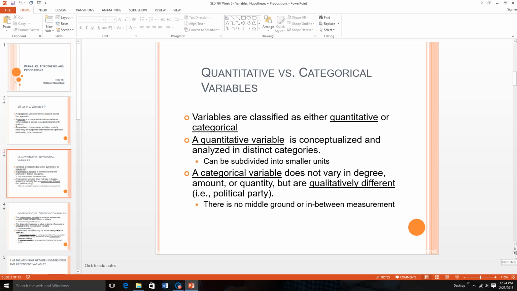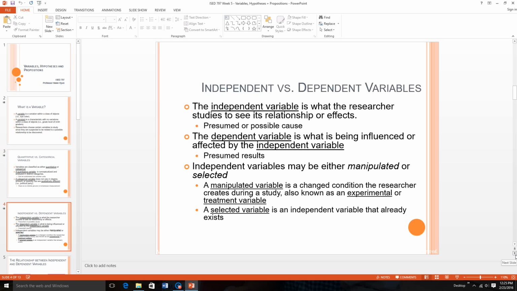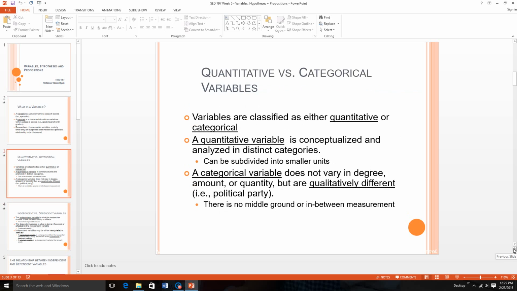This next slide is going to show one way of looking at variables, either as quantitative or categorical. Quantitative variables are thought of as having distinct categories and can be divided into smaller units. A categorical variable, on the other hand, does not vary in degree, amount, or quantity, but varies differently and qualitatively. So an example of a quantitative variable would be reading speed. An example of a categorical variable would be political party.